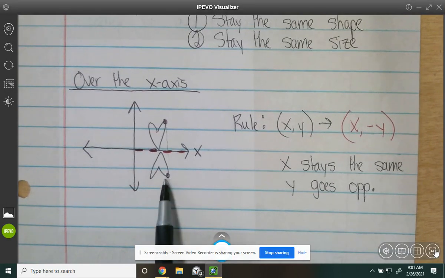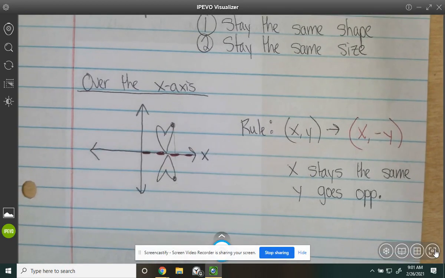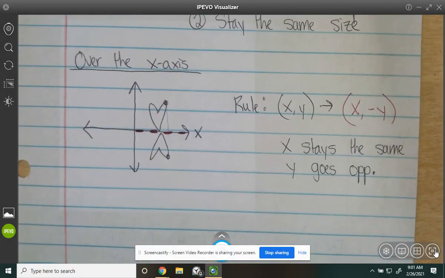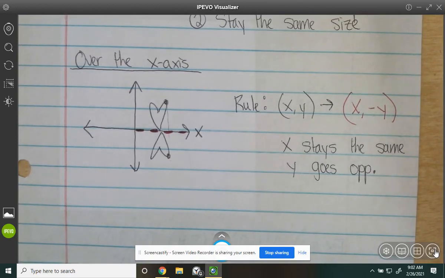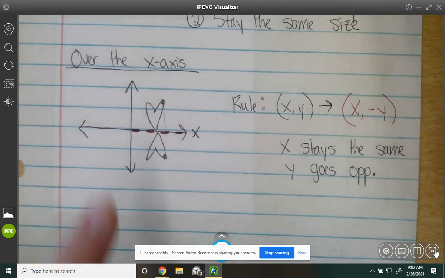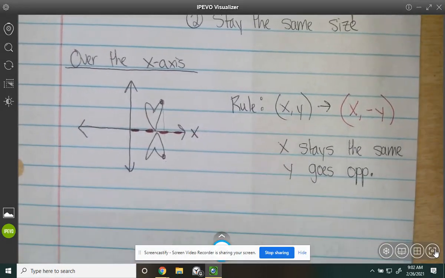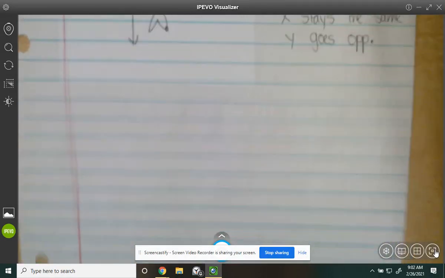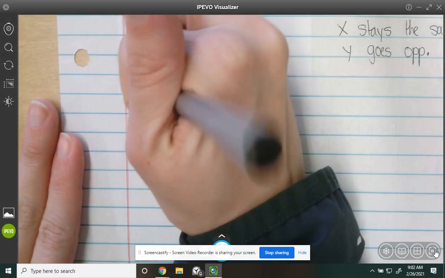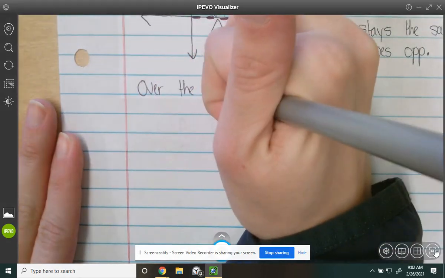What I mean by opposite is if it starts here and it's positive, then it's going to become negative. Let's say this is our original one. It starts negative, then it becomes positive. Because remember, if I have two negatives here, it's going to turn into a positive. Okay, so pretty easy to remember. X-axis, x stays the same, the other one switches. Let's go over the y-axis.